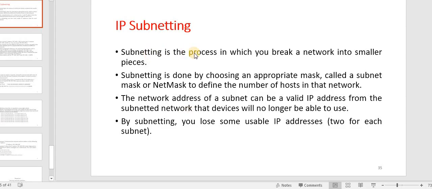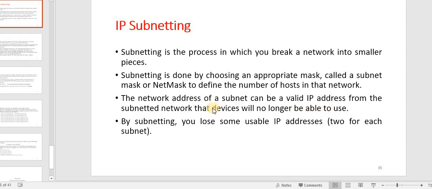So subnetting is the process in which you break a network into smaller pieces or into smaller networks. Subnetting is done by choosing an appropriate mask, called a subnet mask or a net mask, to define the number of hosts in that network. The network address of a subnet can be a valid IP address from the subnetted network that devices will no longer be able to use.